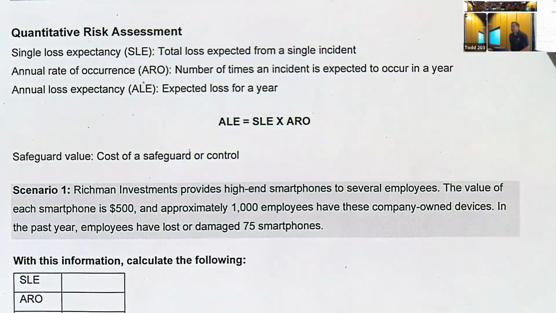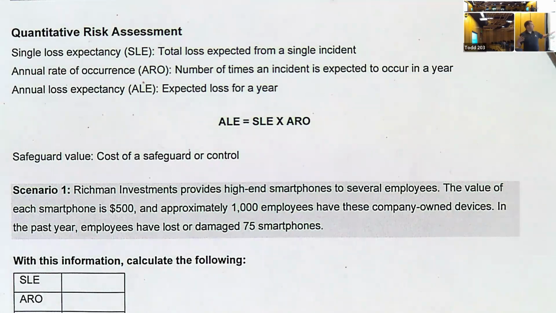So what we want to do is, when we think about risk and what it's going to cost us, think about a couple of terms. The first one is the idea of a single loss expectancy. If there is a loss, what does it cost if it happens one time? And then from that, how many times do we think that's going to happen throughout the course of the year? Then I multiply those two numbers, and I get what's called the annual loss expectancy, which is how much I would expect to lose over the course of a year.